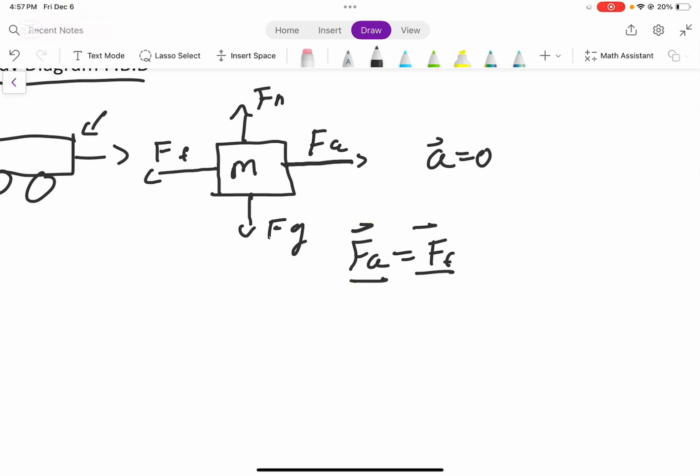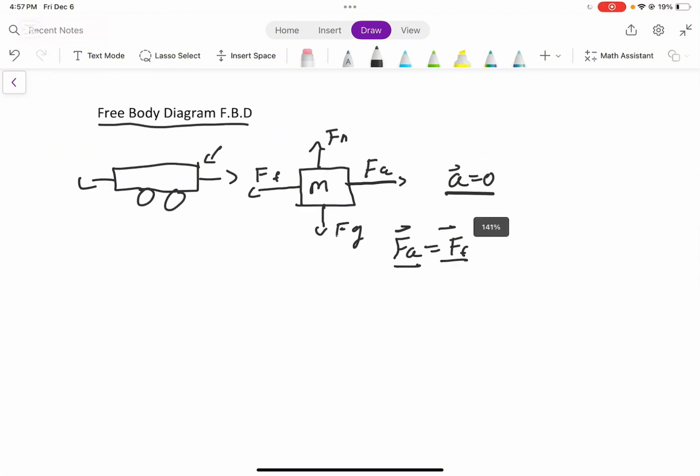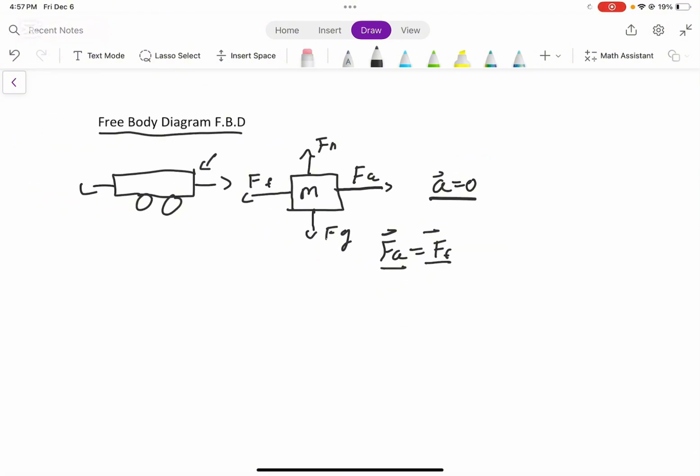So that's why it's important to really look at the question and try to use Newton's different laws to try to figure out what we have. And free body diagrams are a great way to really look at what we have and try to put the pieces together.